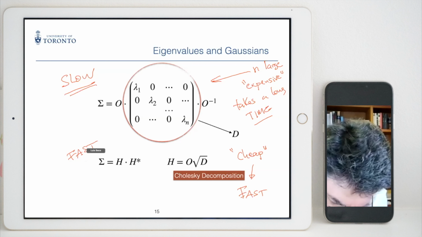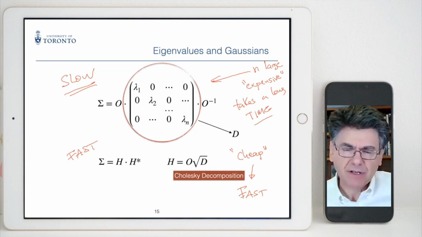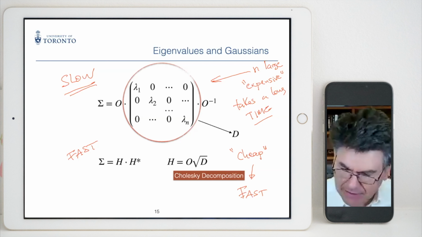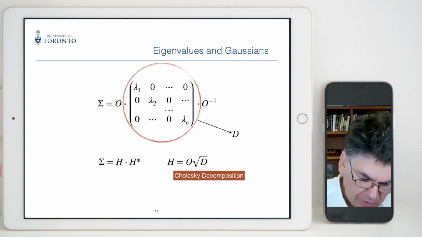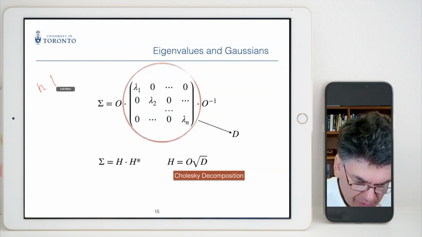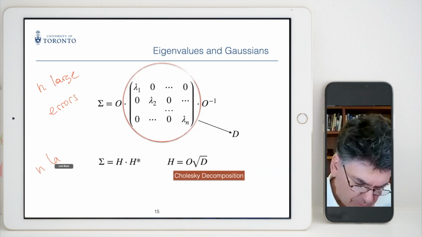Now, computers these days are very fast, so this is less of an issue. But still, what will also happen is that when n is large, here we can have errors. And here, when n is large, we have fewer errors.